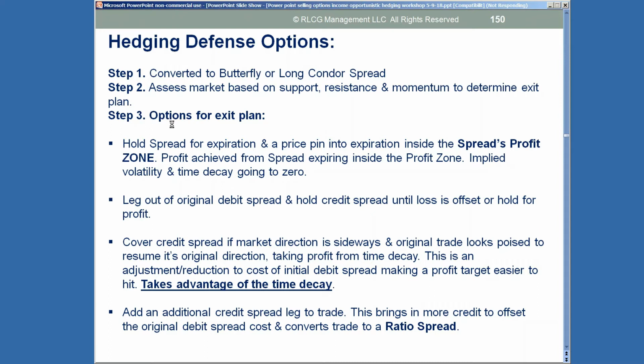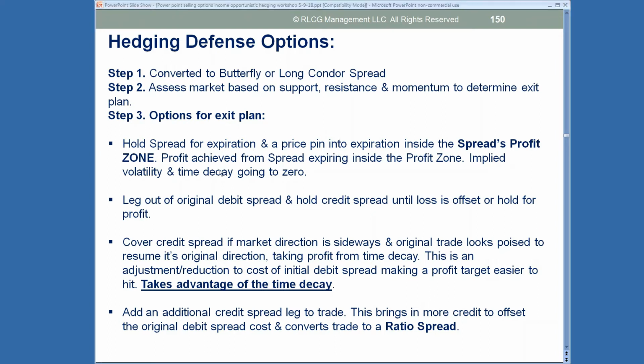Now, step three is the options for the exit plan. What are you going to do? Are you going to hold for an expiration? Are you going to hold into maybe a pin into expiration if you set up one of these offsetting spreads to convert to butterfly or condor, which we'll look at? And so once it's inside that spread profit zone, you could take it off. So that's one way to hold it into the expiration once you convert it.